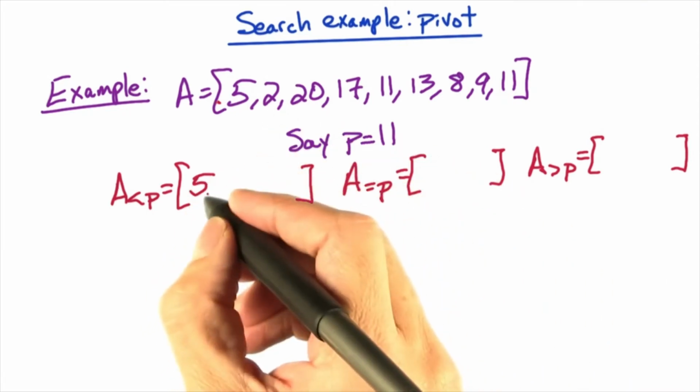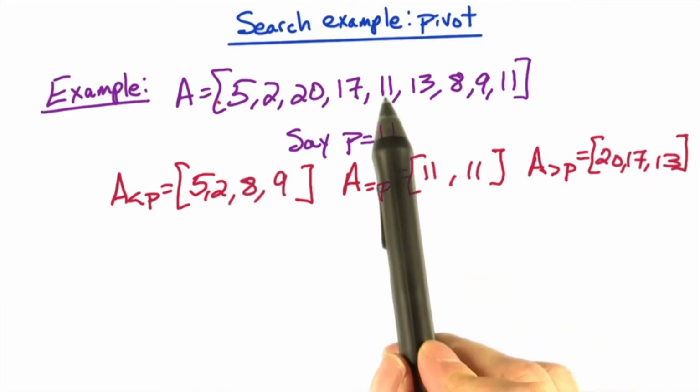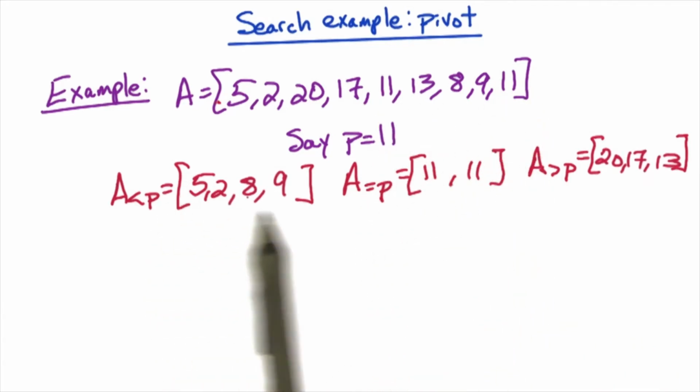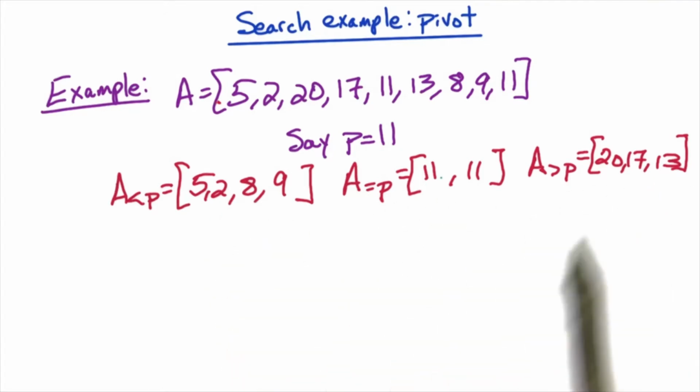2 is smaller than the pivot, and so on. 11 happens to appear twice, so it appears twice in this equal list. And these are the final buckets. Now what is the k we're searching for? Depending on the k we're searching for, the k smallest will be in one of these three lists, and we can figure out where it resides based on how large these lists are in comparison to k.